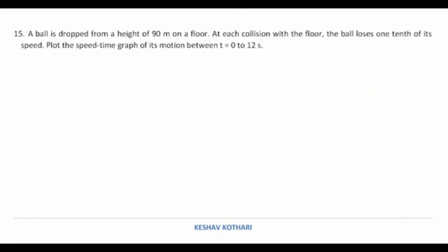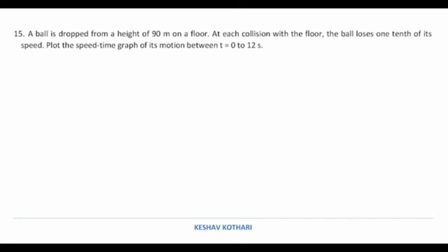So the question is stating a ball is dropped from a height of 90 meter on a floor. At each collision with the floor, the ball loses 1/10 of its speed. Plot the speed time graph of its motion between t equals 0 to t equals 12 seconds.